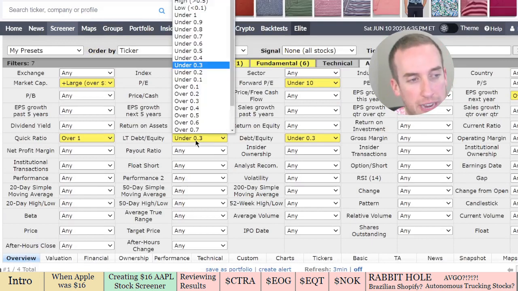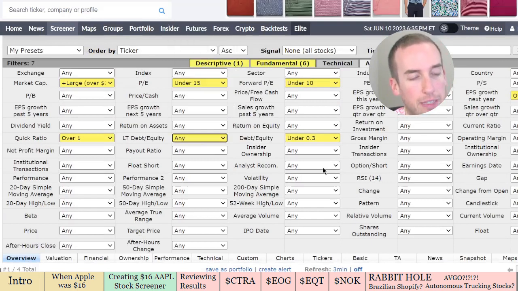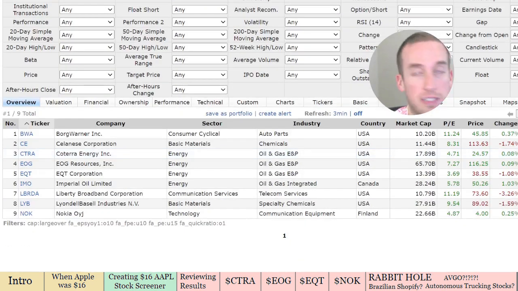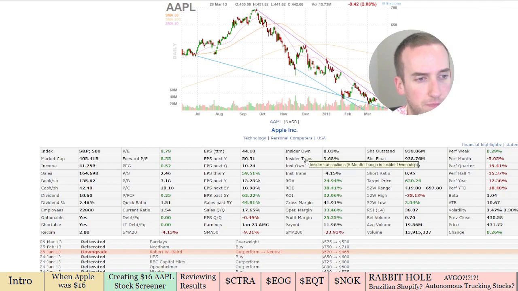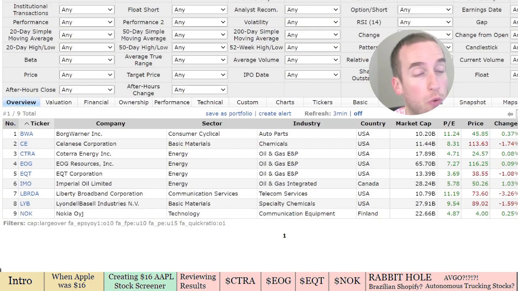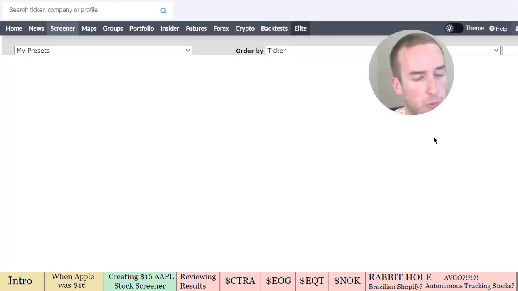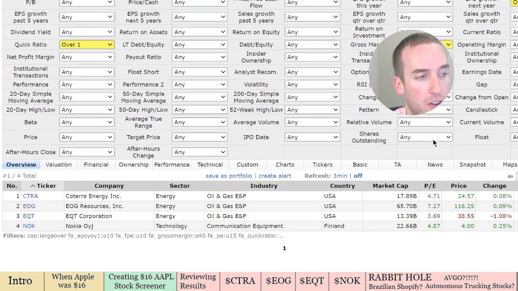Let's remove the long-term debt to equity because I think that is kind of hindering us at the moment. Okay, we have 9 stocks now, not much of a difference. So now we want to do gross margins over, let's see, gross margins over 40%. That's huge. Our 9 stocks went to 4.